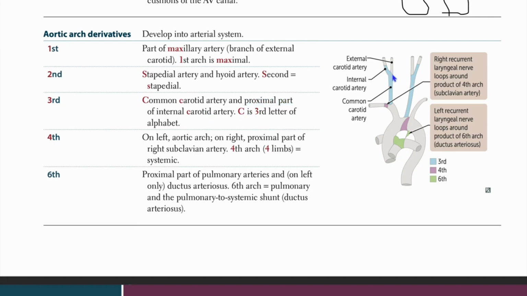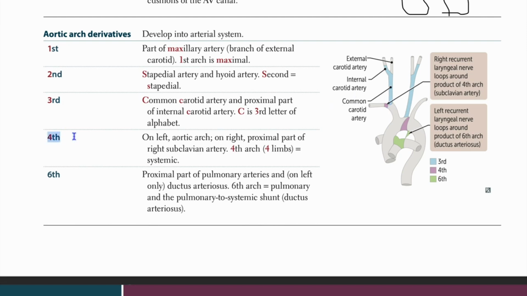So this would be the proximal. Anything above would be distal. So when you're doing proximal and distal, you're always thinking in terms of where the core is in your body, right? So anything near the core would be proximal. Anything away from the core would be distal. So that's what it means. Common carotid artery and proximal part of the internal carotid artery. So that would be this part. C is the third letter of the alphabet, so you can remember it like that. So the third arch is derived from C for common carotid artery.